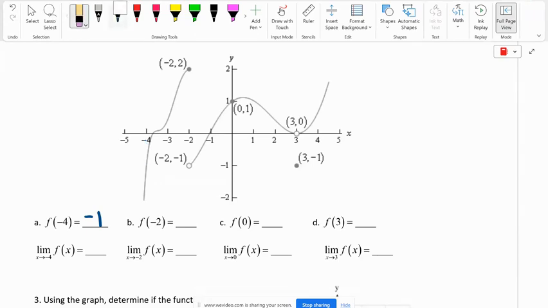Okay, so now they're asking us, okay, well, what is the limit as x approaches -4? What is the limit? So it looks like, oh, no, there's no asymptote there. It keeps going. So we look at where x is equal to -4 right over here. So we look coming from the right and we look coming from the left. Coming from the right, doesn't it look like it's approaching -1? Coming from the bottom up, so the left, doesn't it look like it's approaching -1? So what is the limit as x approaches -4? It is -1.